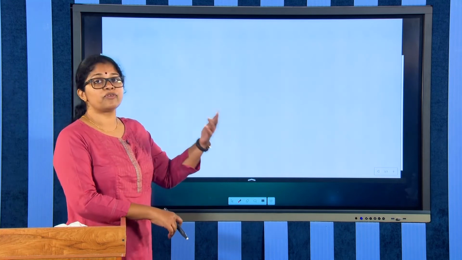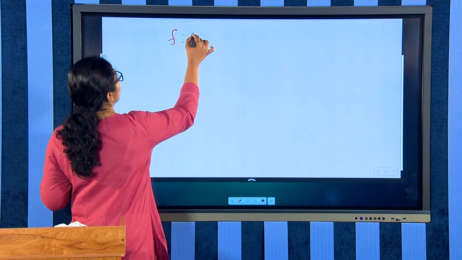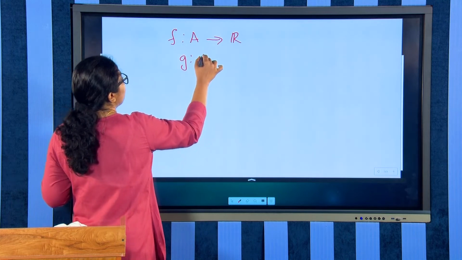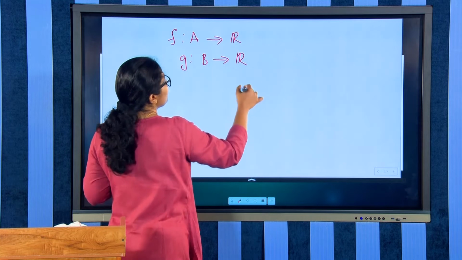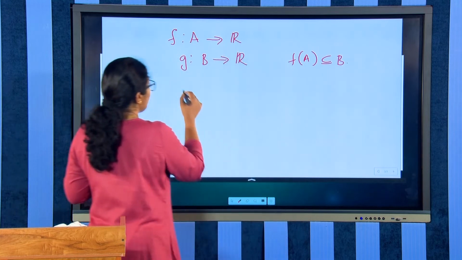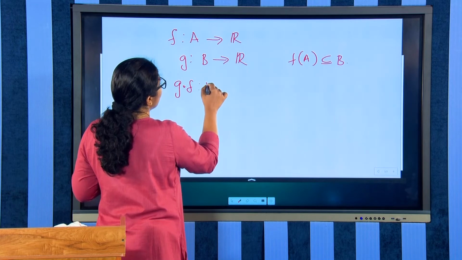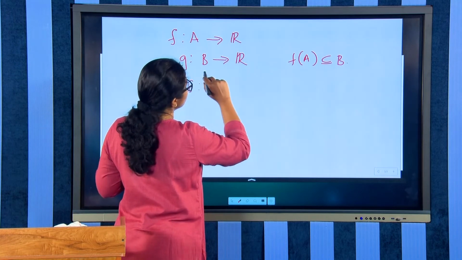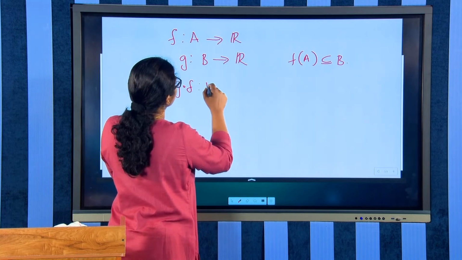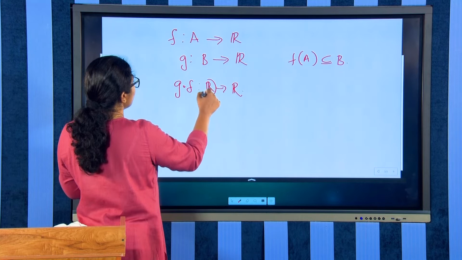Now, before going to the proof, we can see what a composition of functions is. Suppose f is a function from A to R and g is a function from B to R, where f of A is a subset of B. Then we can have g composition f, which will be a function from a subset of R to R.